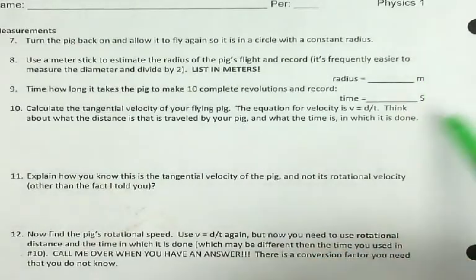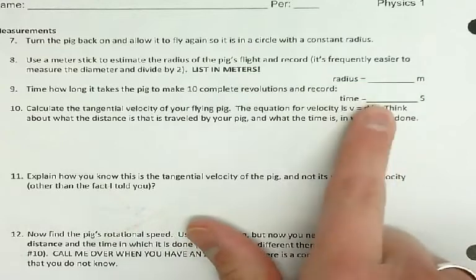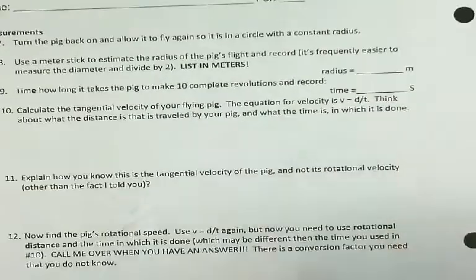So you went ahead and you measured the radius. You measured the time it takes to go around 10 times. We need to know the velocity for the piggy. So how do I find velocity? Well, it's d over t. What is the distance that your pig travels?